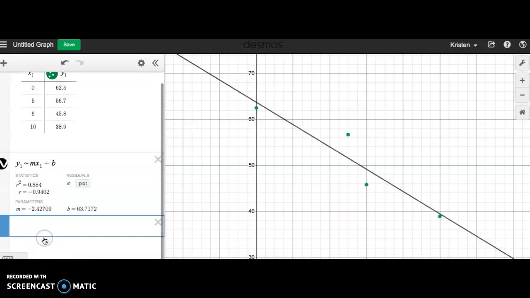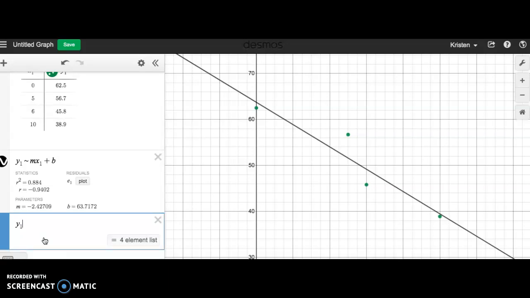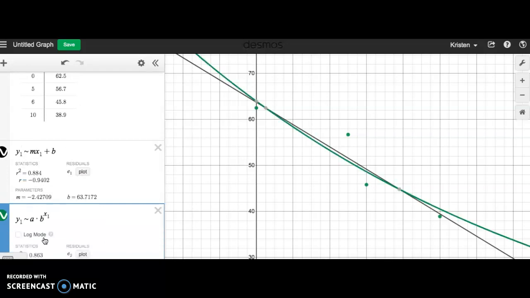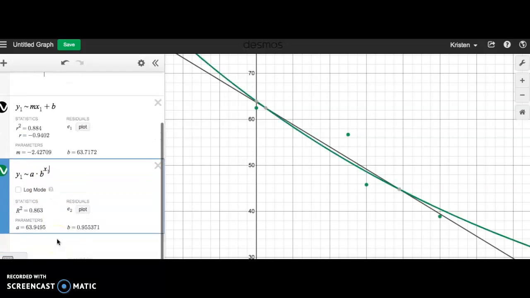But there's a potential that maybe an exponential is a better model for this. The only thing that we need to change is the structure of our function. So I'll do y1 is approximately a times b to the x1. And you'll see that I've got my a and my b, and my r squared value is 0.863. What that means is that the linear is a stronger regression than the exponential, so it's actually a better model. I actually don't need my exponential, but this is a good confirmation that linear is a better choice.